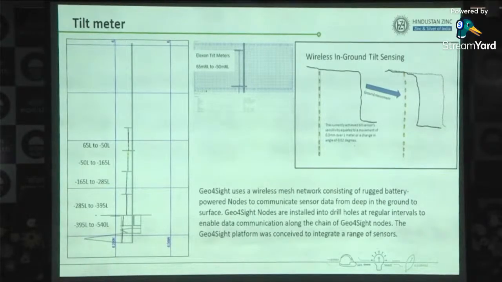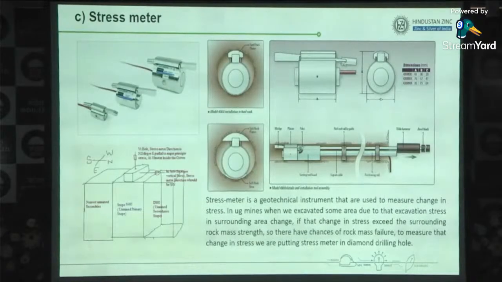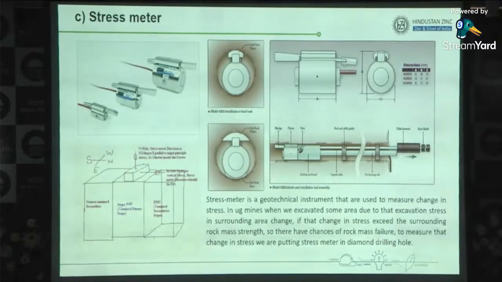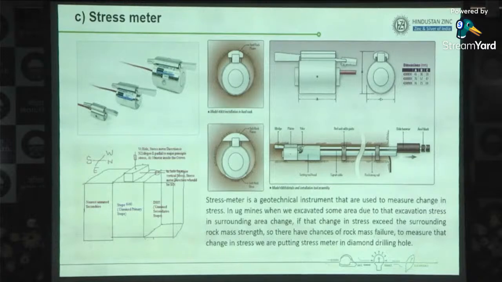So we are going to install this tilt meter in our shaft from 65 mRL to somewhere around half a kilometer. We are going to put this tilt meter in our shaft, like the stress meter. Suppose that the primary stope is there. So as I earlier told, the recalibration of the data is very much required.